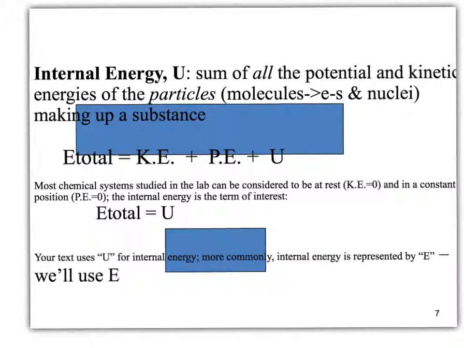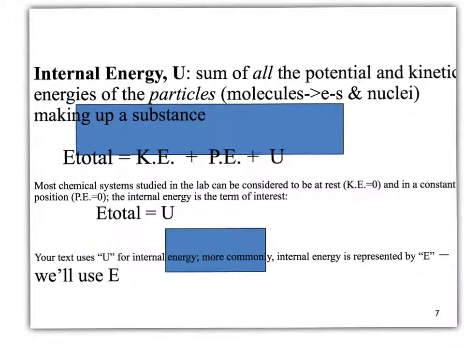So if we sum up all the energies, we come up with the internal energy. Internal energy is represented by the letter U, but as you see on the bottom of the slide, more commonly internal energy is represented by the capital letter E. So we'll be using capital E, even though in the book you'll usually see capital U. The internal energy is the sum of all the potential and the kinetic energies of the particles from the molecules, electrons, and the nuclei. So the E total would be the kinetic energy plus the potential energy plus the U. We've got to sum everything up to get the E total.